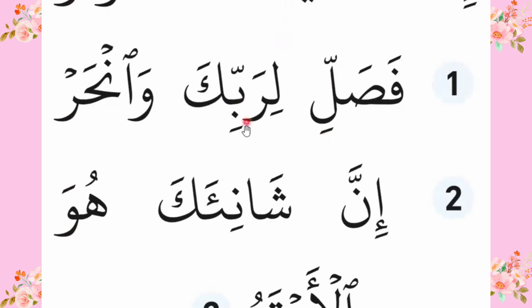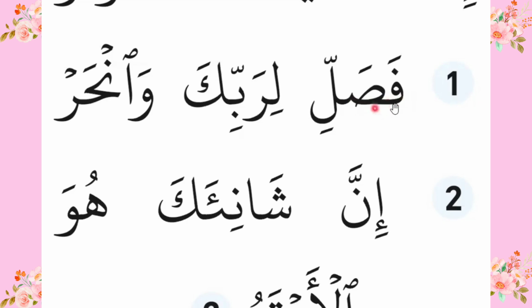فصل لربك وانحر. فصل لربك وانحر. Fa. This letter is a sad. This is not a sin. You have to make it thick in pronunciation. Remember, in the Arabic language, we have heavy letters and we have soft letters. Sad is a heavy letter. You have to press a bit on your jaws while pronouncing it.